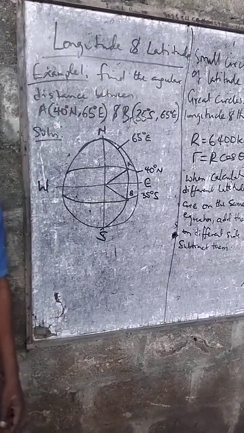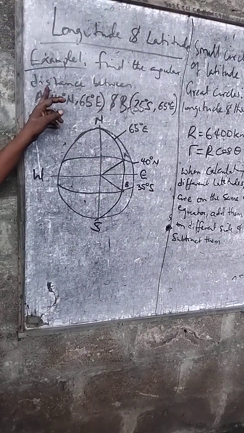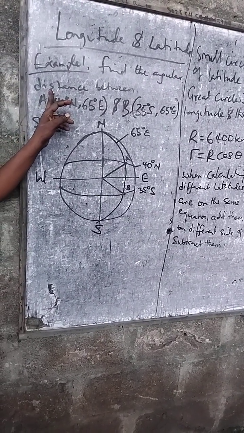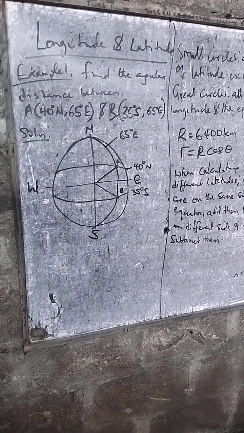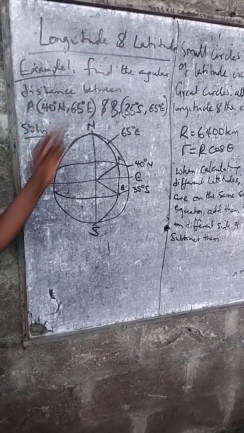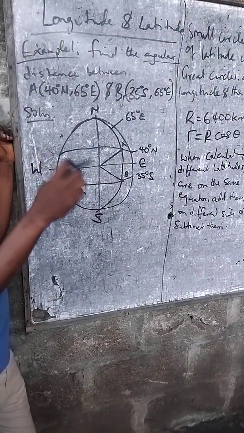Look at the way they structure the question. Some of you will be distracted by the word distance. Distance is what? Speed over what? Time. That's what this distance they are talking about. But they are talking about angle. That is, between these 2 points, what angle is formed.